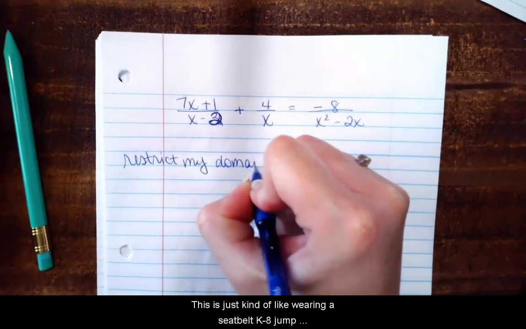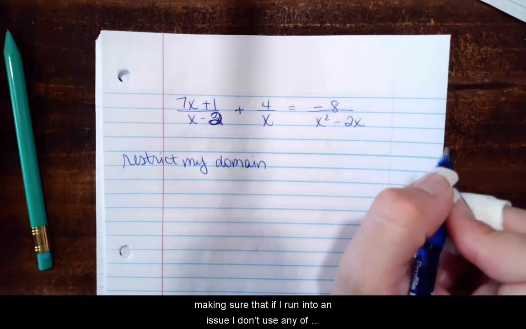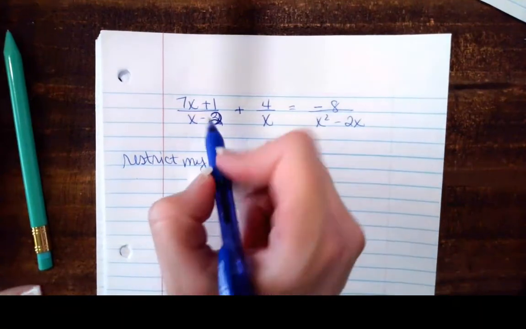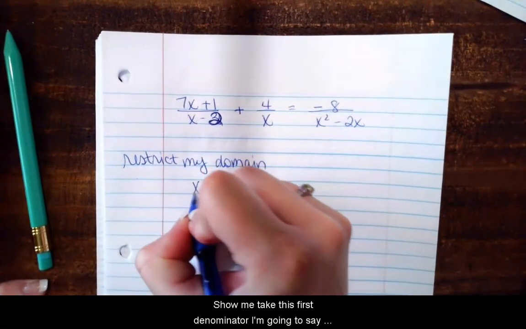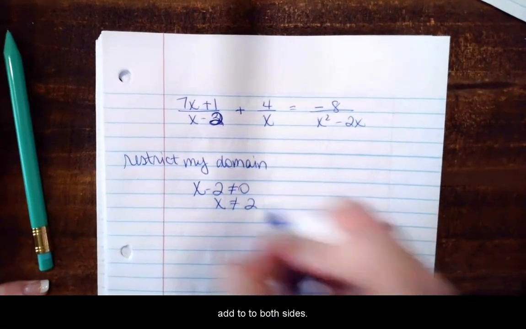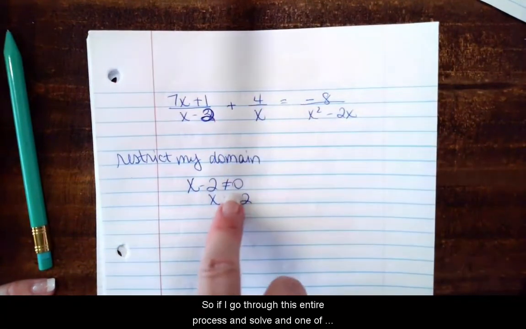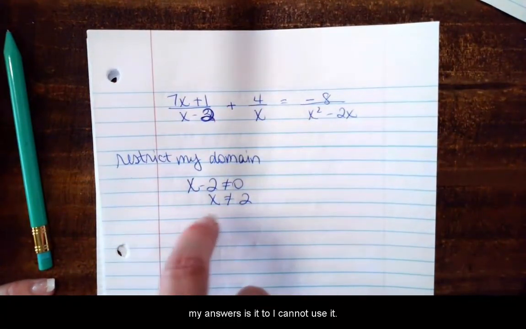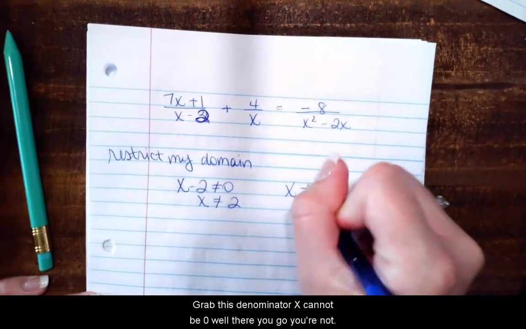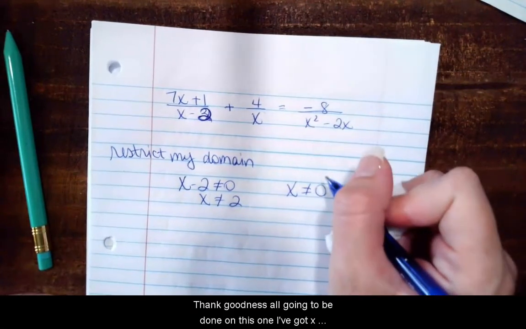And this is just kind of like wearing a seatbelt. It's just making sure that if I run into an issue, I don't use any of the numbers that I find here. So I'm going to take this first denominator. I'm going to say x minus 2 had better not give me 0, so I'm going to add 2 to both sides. So if I go through this entire process and solve, and one of my answers is a 2, I cannot use it. Grab this denominator. X cannot be 0. Well, there you go. You're done. There's no solving to be done.